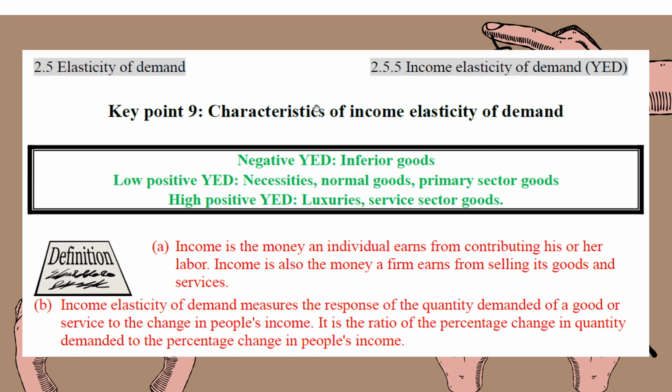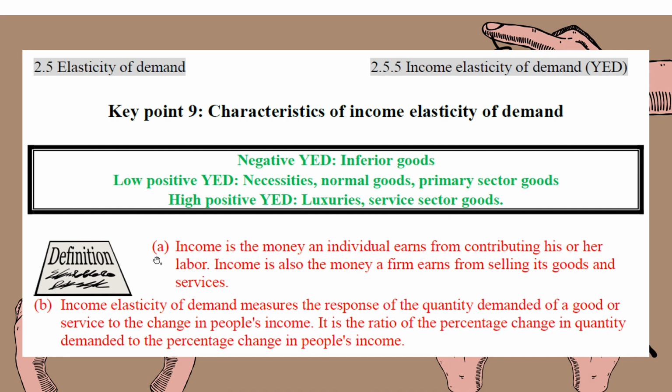Characteristics of income elasticity of demand. Remember: inferior good, normal good, and luxury good. For the inferior good, it is a negative effect. Income increases, demand decreases. So negative YED. But for normal goods and luxury goods, it is a positive YED. And even for luxury goods, it's a high positive YED.